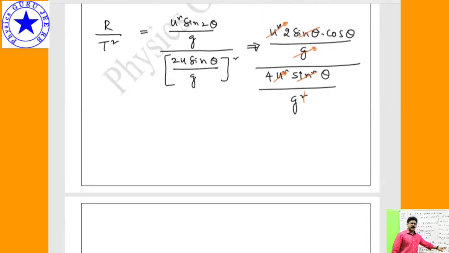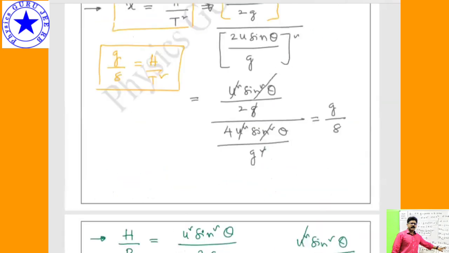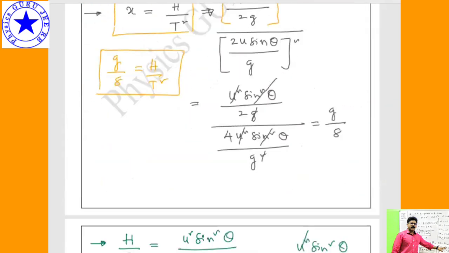Then what I'll get, r by t square on the LHS is equal to 2 cos theta divided by, in the denominator, 4 sine theta, and g will be coming up, it's nothing but g. So what we require here is g.